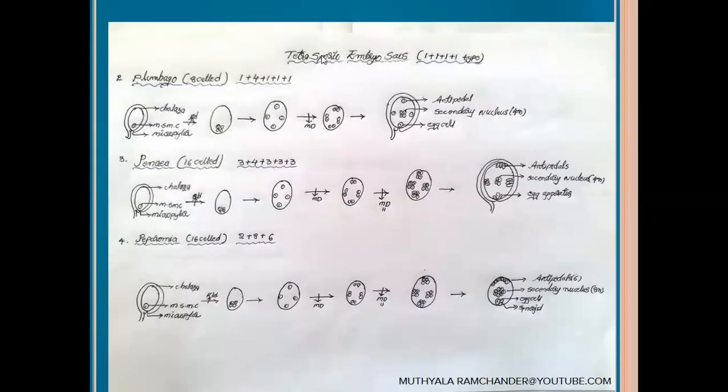Now we discussed that the tetrasporic type of embryo sacs belongs to 1+1+1+1 type of embryo sacs. In this, the examples are Plumbago, Peperomia, and Penaea. Plumbago contains 8 cells in the embryo sac. They are arranged in 1+4+1+1+1 arrangement. In Plumbago species of angiosperms, this shows the Plumbago embryo sac, the Plumbago type of tetrasporic embryo sac.